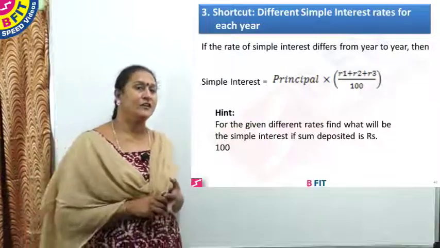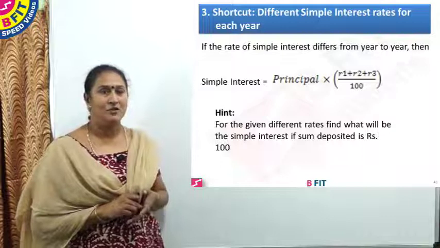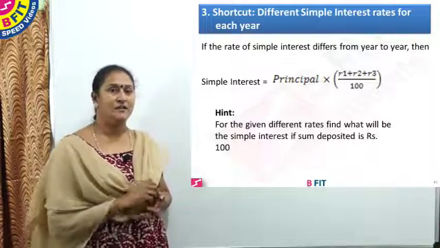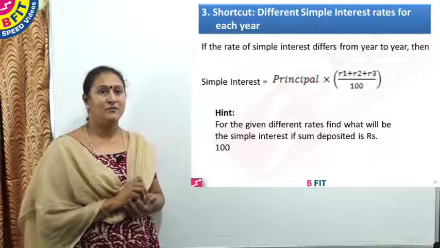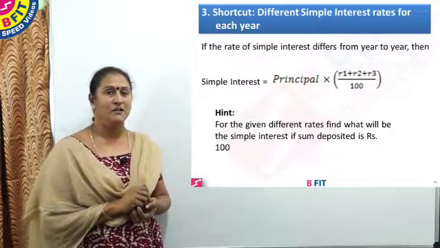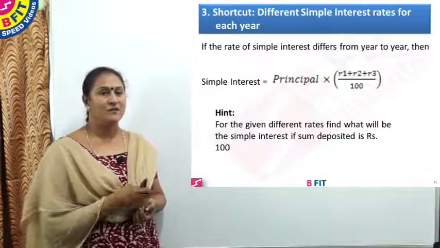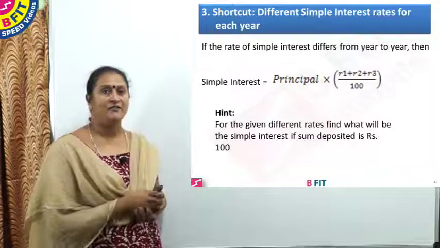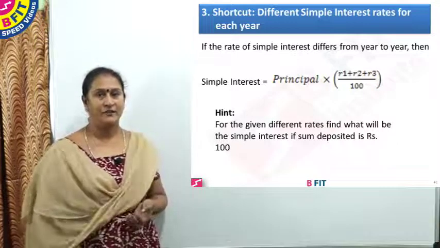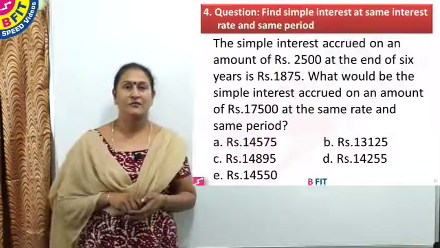So here to find the simple interest, either we can find it using the formula: principal into, as now each year it is changing, R1 n is equal to 1. So simple interest equals principal into R1 plus R2 plus R3 by 100. Or you can find what is the return for 100 rupees and then work out. So the next question, question number 4.